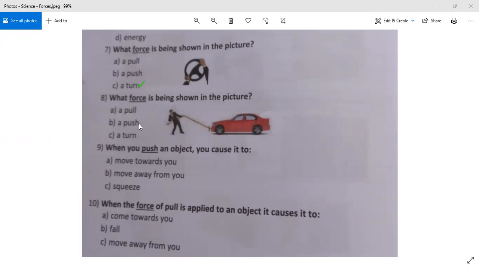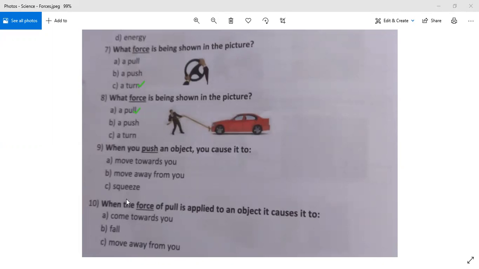Let's go. Number 8. What force is being shown in the picture? Read it now. Do you see the picture here? They want to know what force is being shown. Is it a pull, a push, or a turn? How is the man moving that car? Yes, a pull. So put your tick here. Very good.